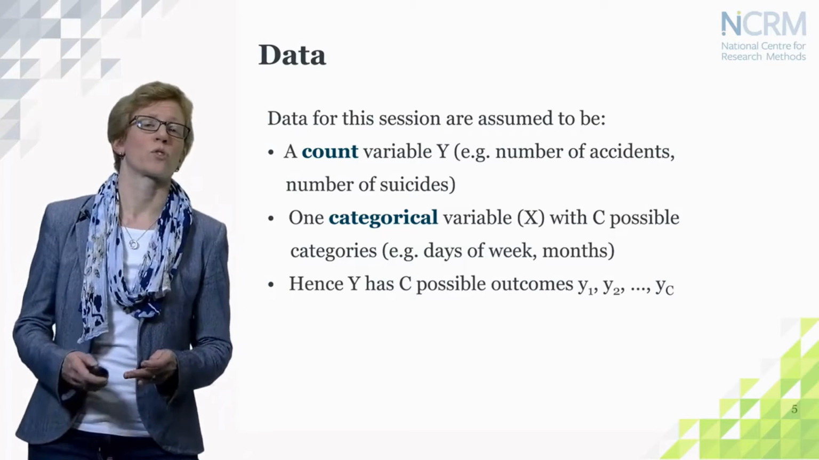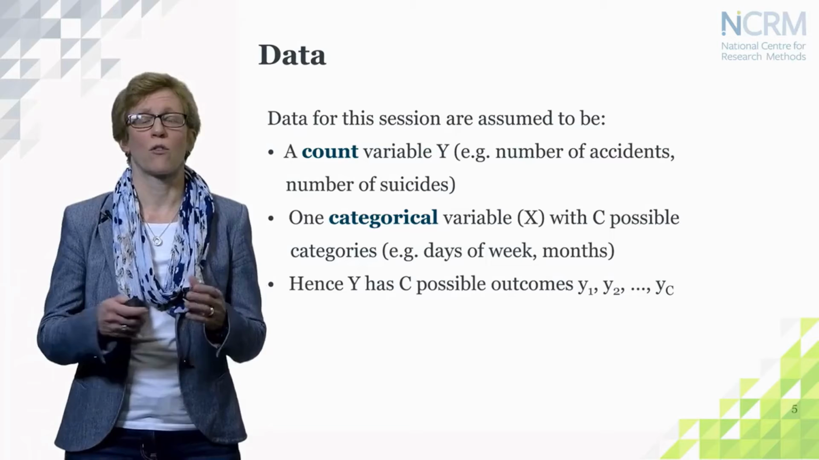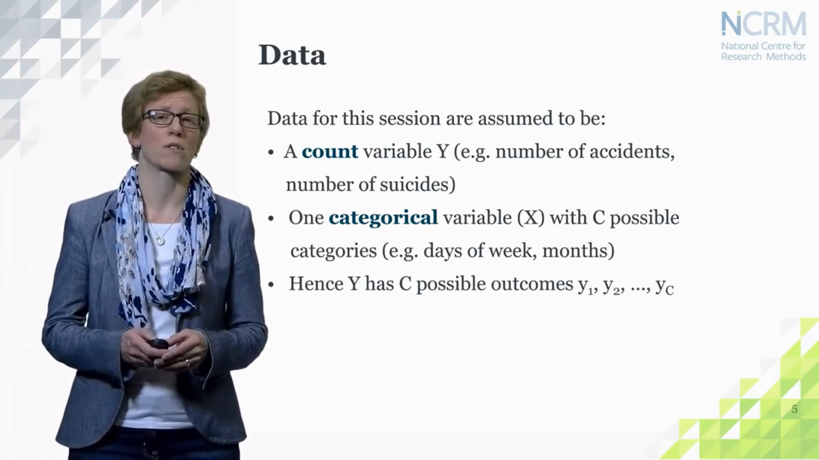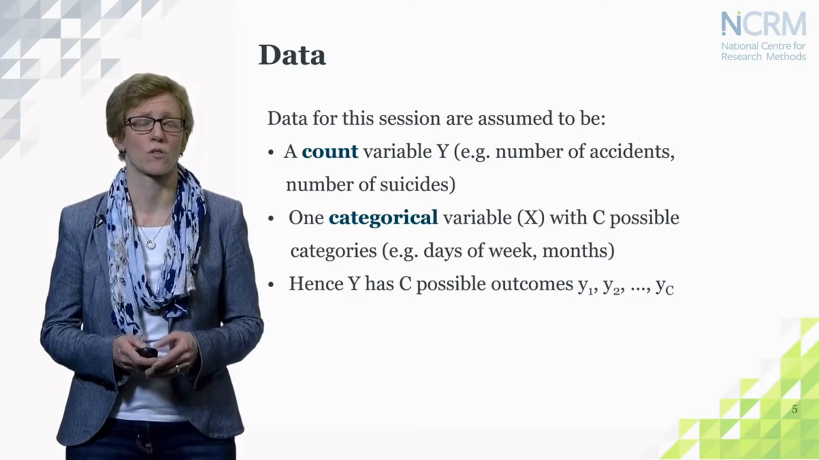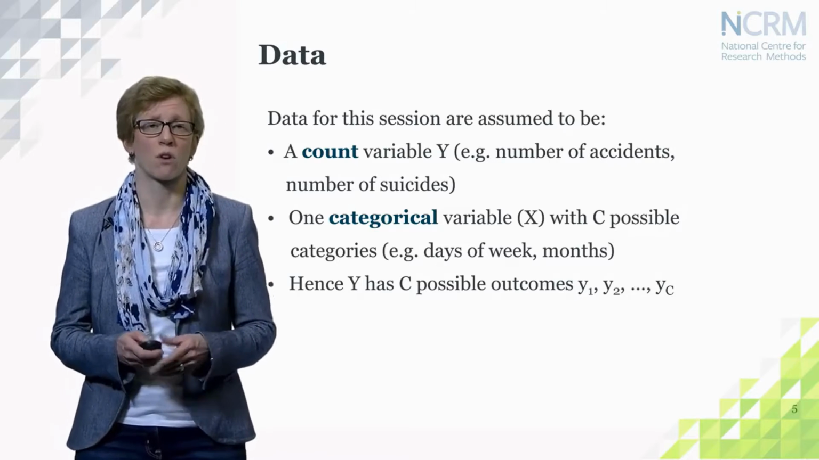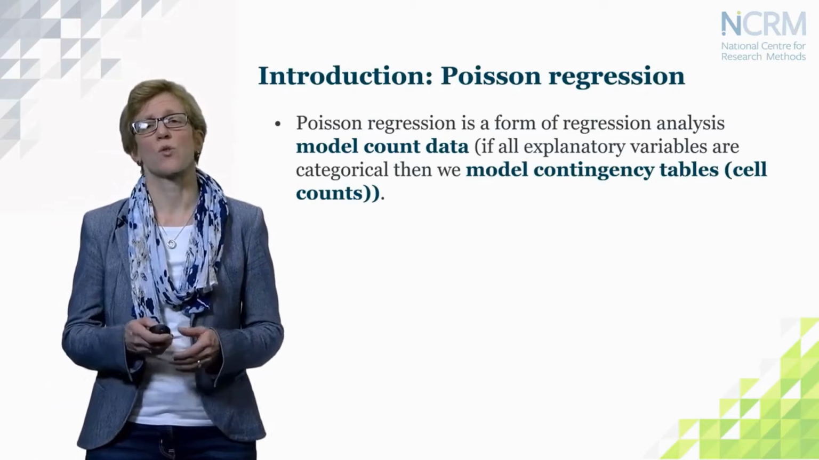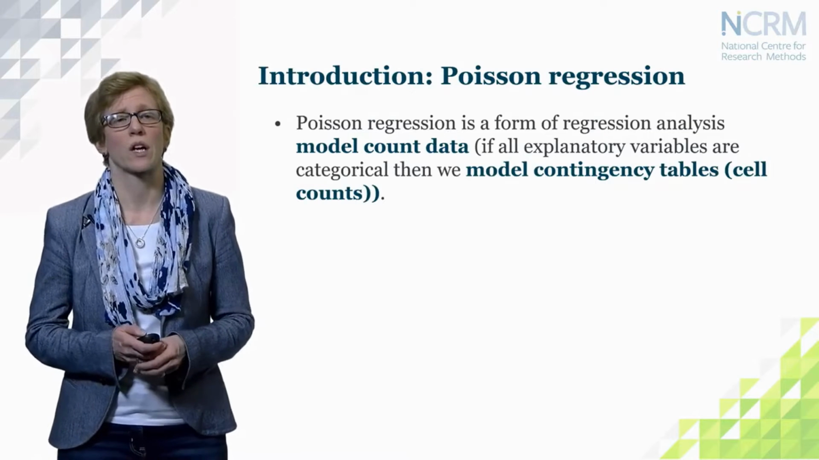Obviously, generally in Poisson regression modeling you may think of a number of categorical variables, or even a number of continuous variables, as explanatory variables in your models. Here we're going to start with something relatively simple, just to introduce the basic principles of Poisson regression.